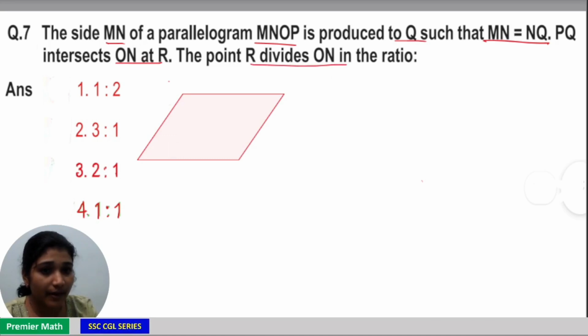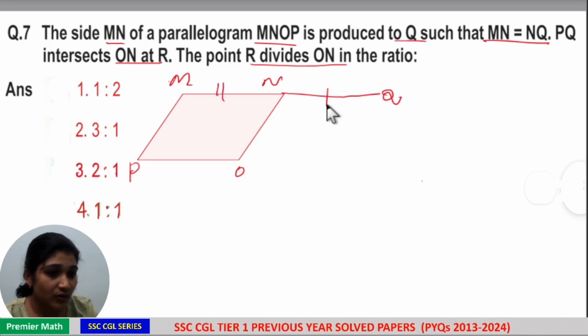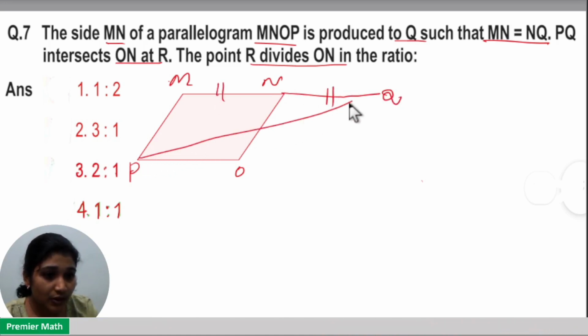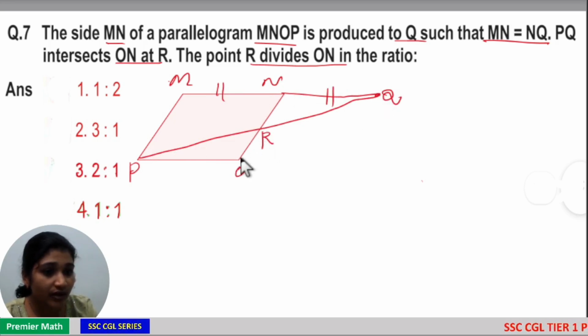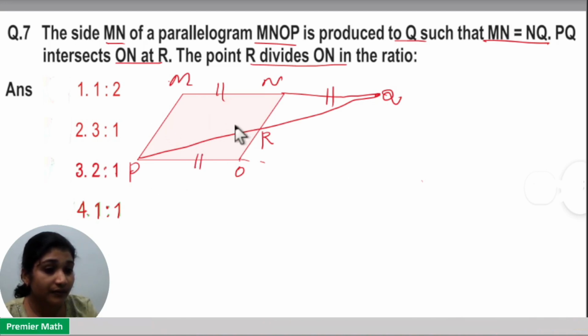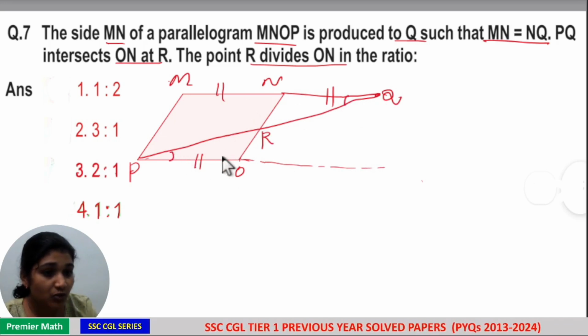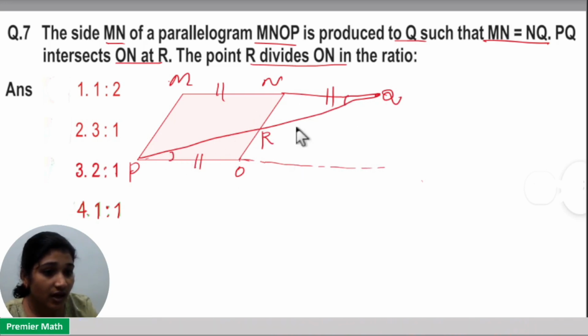Here this is the parallelogram MNOP, and MN is produced to Q, and MN is equal to NQ, and PQ intersects ON at R. So we have to find out in what ratio R divides ON. This is a parallelogram, which means opposite sides are equal and parallel. Now MQ is parallel to this one. If you extend, these two are parallel lines, and PQ is a transversal, which means alternate angles are equal. When two parallel lines are cut by a transversal, alternate angles are equal.